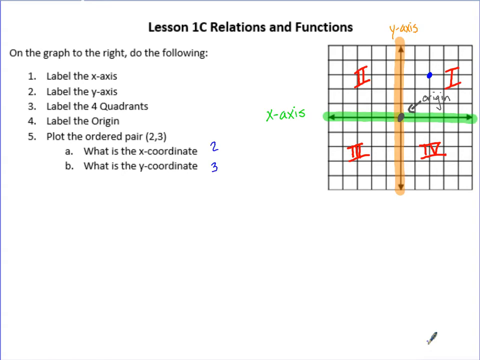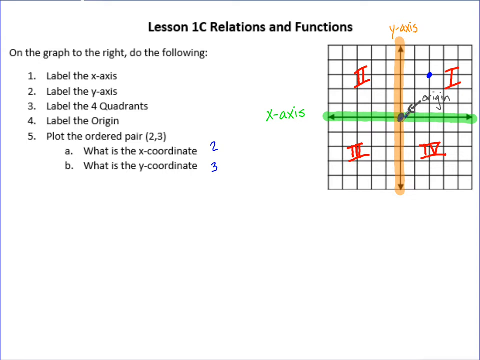Okay, so maybe without the cool colors that mine has, but hopefully you were able to label these things correctly. The x-axis is the horizontal axis, this green one. The y-axis is the vertical axis. When we label the quadrants, quadrant 1 is at the top right, okay? And we do them with Roman numerals, and then it goes counterclockwise. So this is 1, this is 2, this is 3, this is 4. The origin is right here.